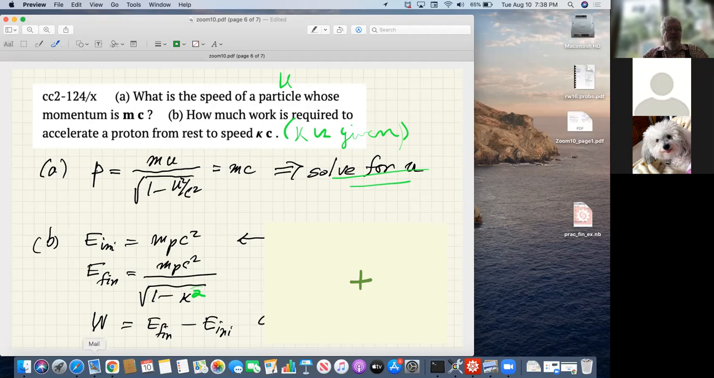Now the question is how much work is done? Well, that's given by the change in energy. The final energy minus the initial energy. The initial energy is m p c squared. This is something bigger. There's a larger number. And so E final minus the initial is some positive amount of work had to be done to create that much kinetic energy.